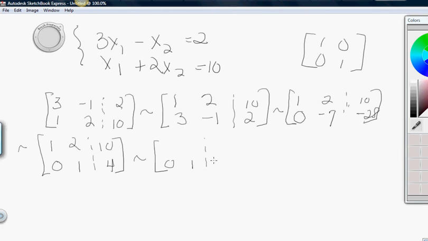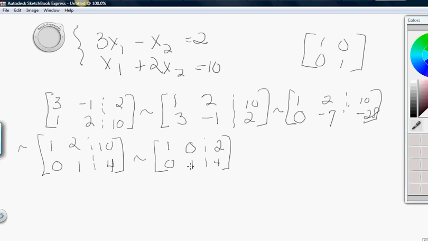Now my bottom row is the way I want it to look, but my top row still has this 2 here, and I would like it to say 0. So if I multiply the bottom row by negative 2 and add it to the top row, negative 2 times 0 is 0, plus 1 is 1. Negative 2 times 1 is negative 2, plus 2 is 0. Negative 2 times positive 4 is negative 8, add it to the 10, and I get 2. And notice that I now have what's known as the identity matrix.